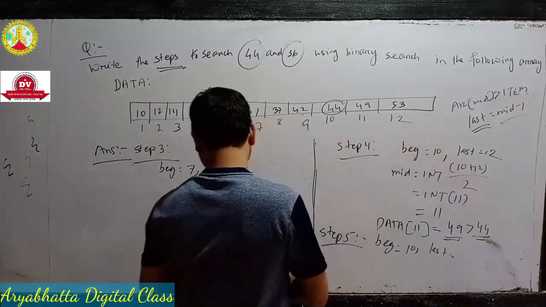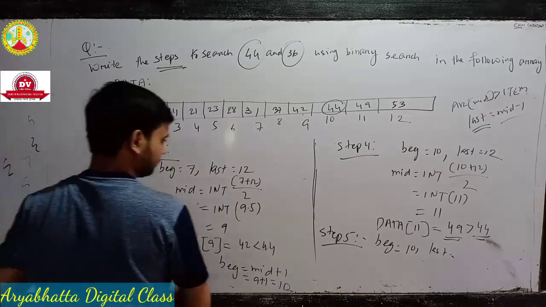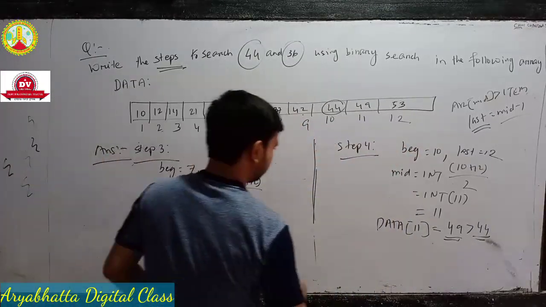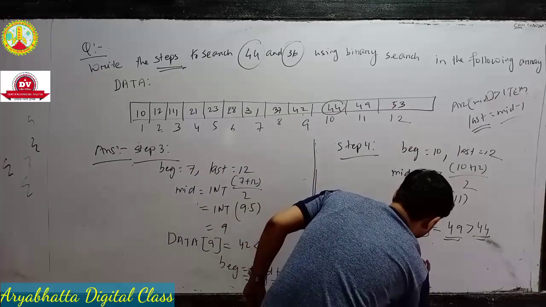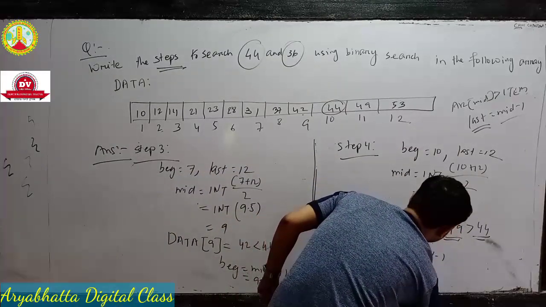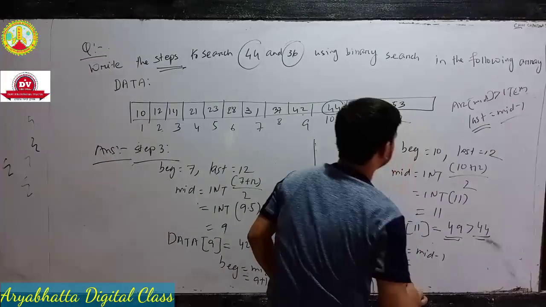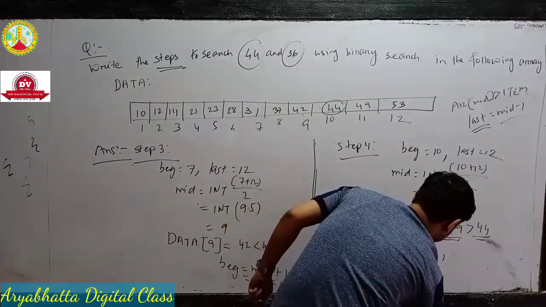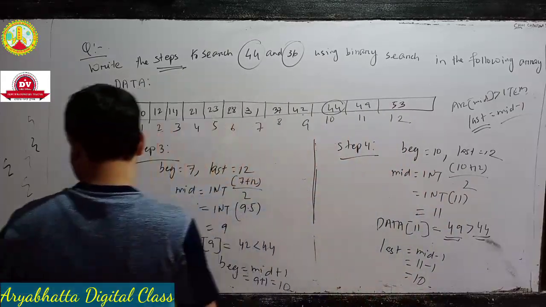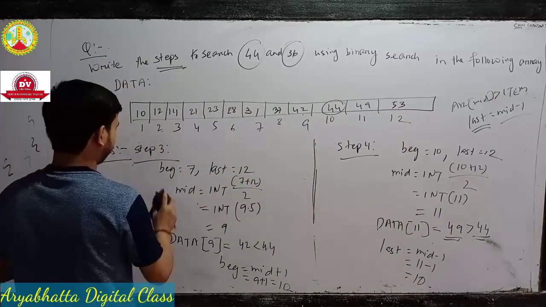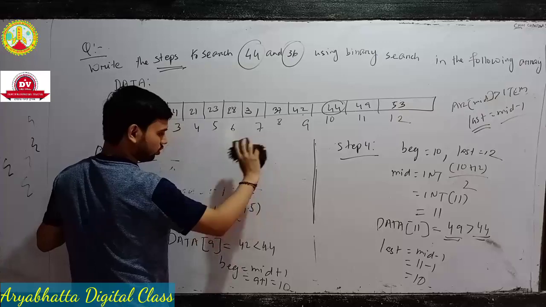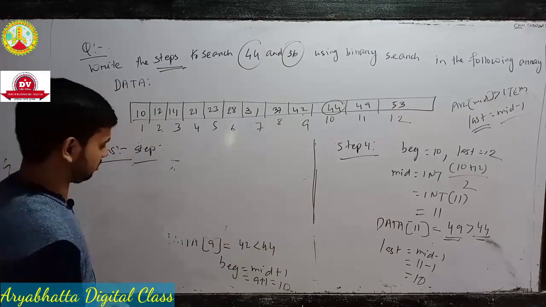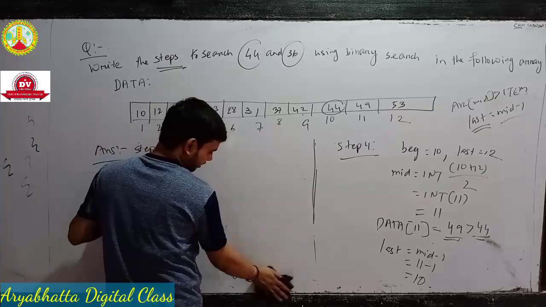Okay, one step I forgot. One second. Mid is 11, 11 minus 1 is 10. The last will be 10. In step 5, you just continuously write down. Okay, steps 1, 2, 3, 4, 5. I just erased it because there is not enough space here. You just write down continuously.